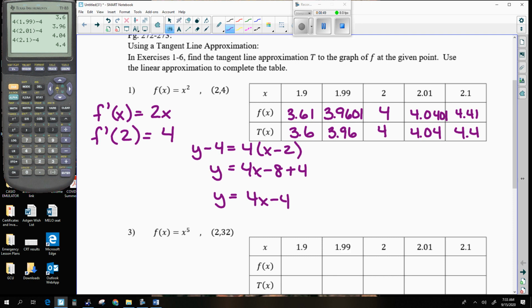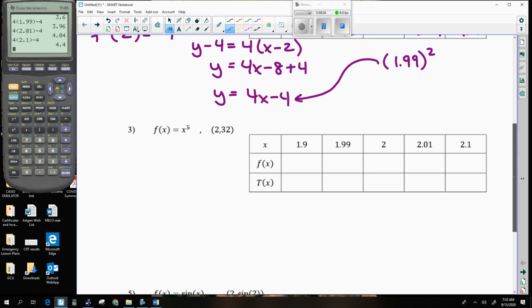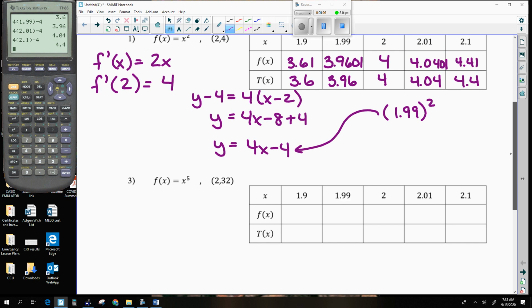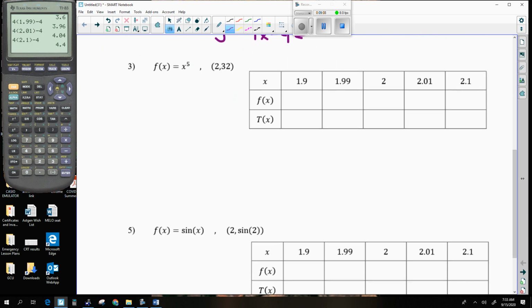So if you wanted to know, hey, what is 1.99 squared? Instead of actually doing the mathematics of it, what you can do is just take 1.99 and plug it into, a lot of times, an easier formula. And that's the idea behind the linear approximation.